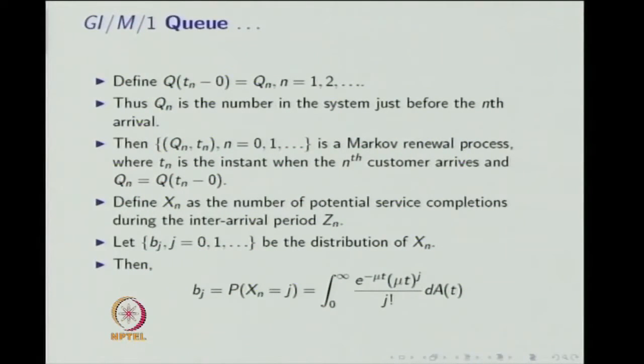The bivariate random variables Qn, Tn for different values of n form a Markov renewal process, where Tn is the instant when the nth customer arrives and Qn is defined as Q of Tn minus 0. Since the inter-arrival time is a non-exponential distribution with the mean 1 by lambda, the service time is exponential with the mean 1 by mu, with a single server and infinite capacity, therefore Qn, Tn form a Markov renewal process, and Tn is a time instant in which the arrival occurs.